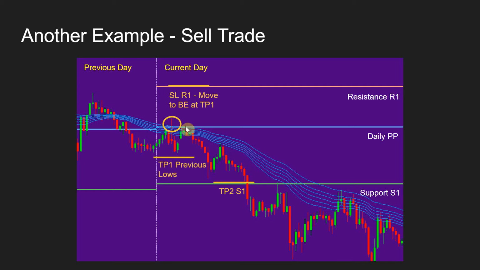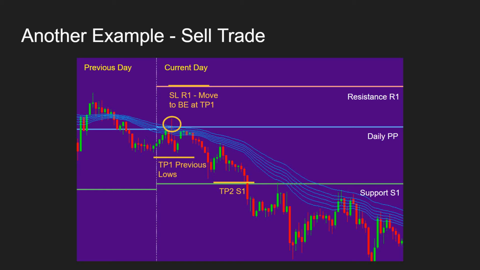In that particular scenario, you would use R1 as your stop loss, the previous lows in this example as your TP1. When TP1 gets hit at this level here, stop gets moved to break even, and again comfortably hits your S1. So that is the trading strategy in a nutshell.